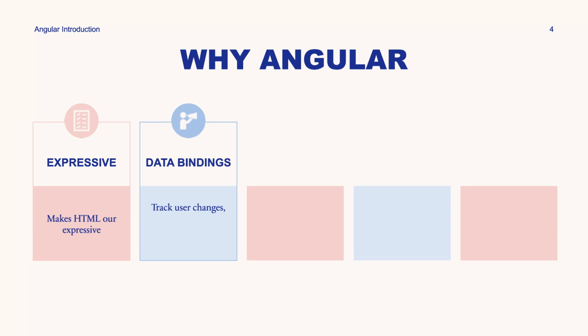The next one is data binding. Angular has a powerful data binding that makes it easy for us to track user changes, display our data model, and update HTML based on user interaction. That makes our life very easy as a developer to display data or bind data, and if the user is interacting with something on the screen and we want to update something based on that interaction, we can easily update it using the data binding that Angular provides out of the box.